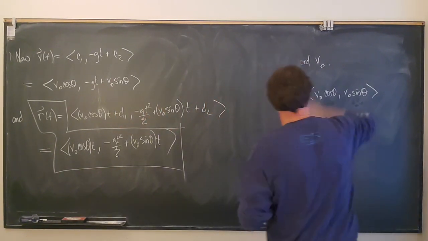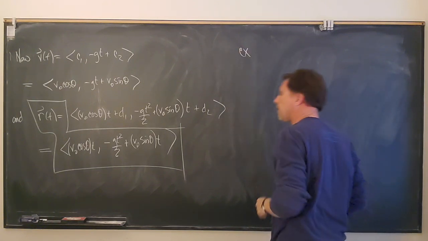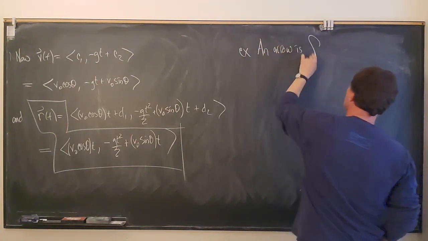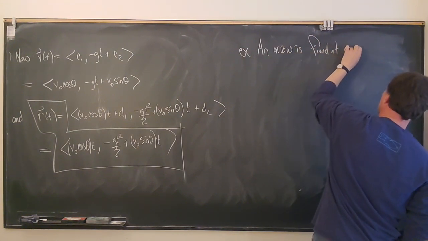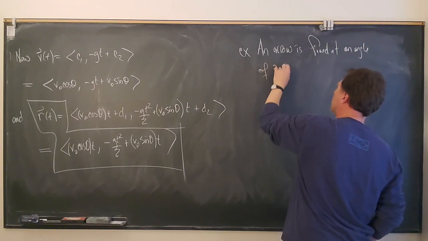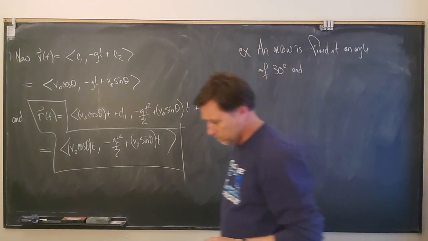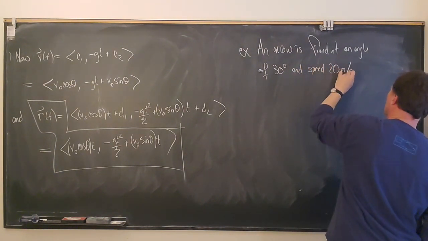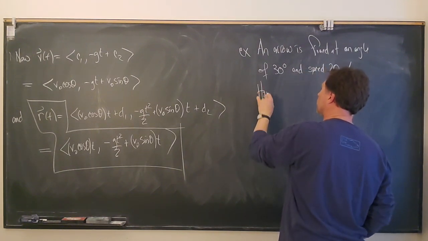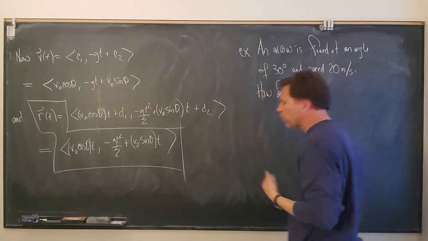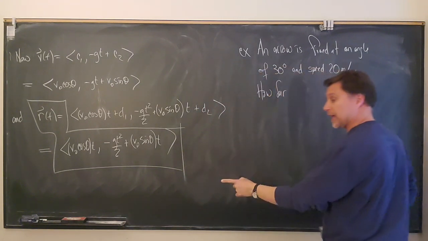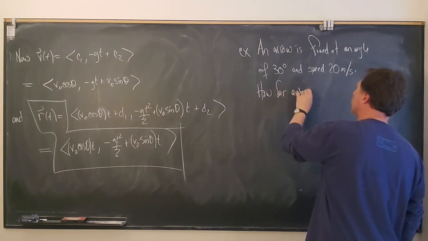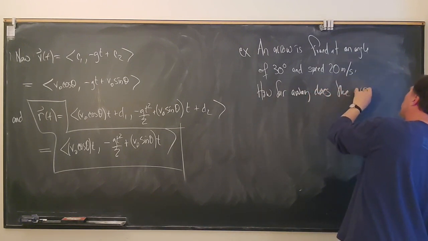So let's just try one example. An arrow is fired at an angle of 30 degrees and speed 20 meters per second. And the question is, how far does this arrow travel? Maybe I should word this better. How far away does it land? So I don't want to know how far the curve is that it travels. I want to know how far in the x direction. So how far away does the arrow land?